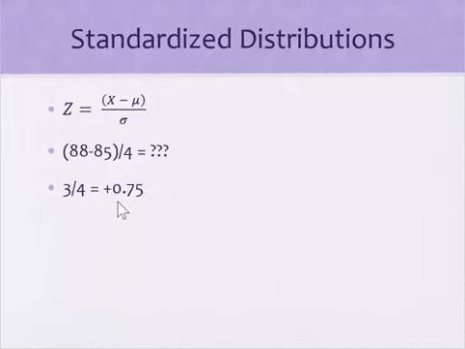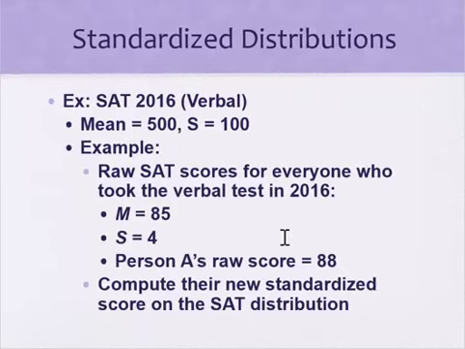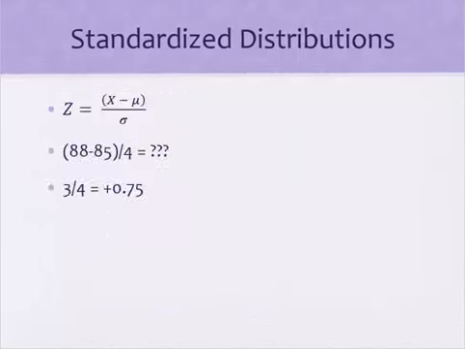Okay, so remember, I said the first thing you need to do is compute a z-score based on this distribution, right? Because we have a raw score of 88 that came out of a distribution with a mean of 85 and a standard deviation of 4, right? So if we compute the z-score, take the raw score minus the mean and divide that by 4, we get a z-score of plus 0.75.